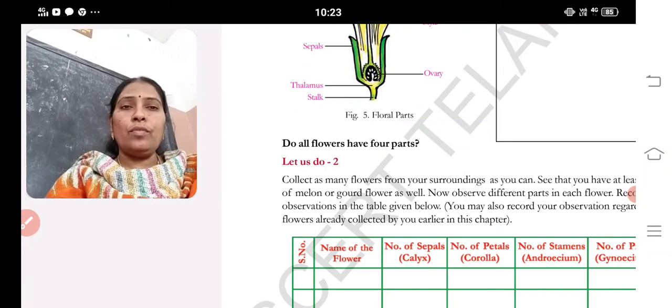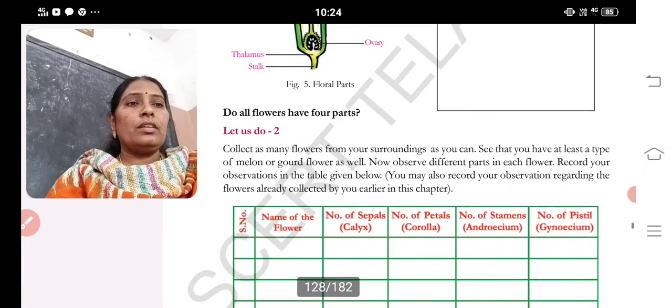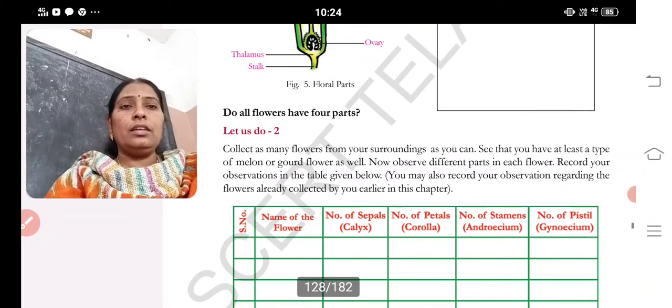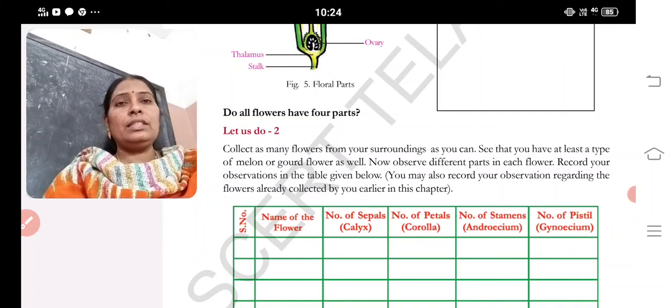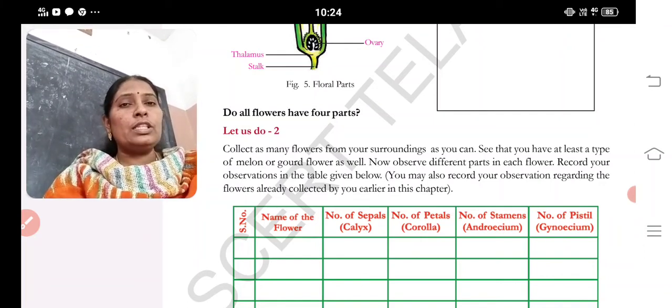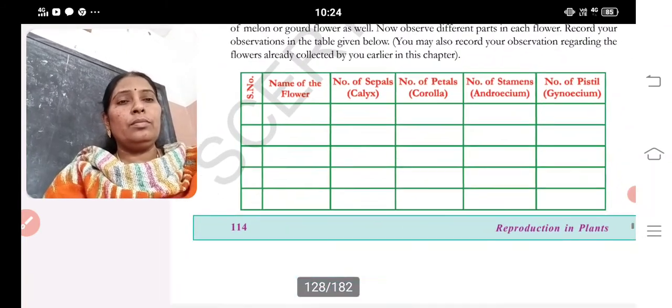Collect as many flowers as you can from your surroundings. You should have at least one type of melon or gourd flower as well. Now observe different parts in each flower. Record your observation in the table. You can do this because now we are at home only. Nearby, if you have any flowers, pluck them and observe what the stamens are, what the pistil is, where the ovaries are, what the reproductive parts are, and what the shape is. They are called gynoecium and androecium, the different parts.